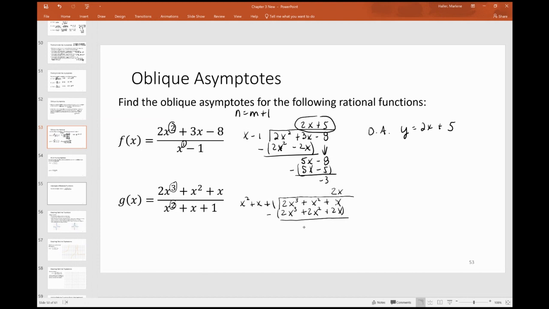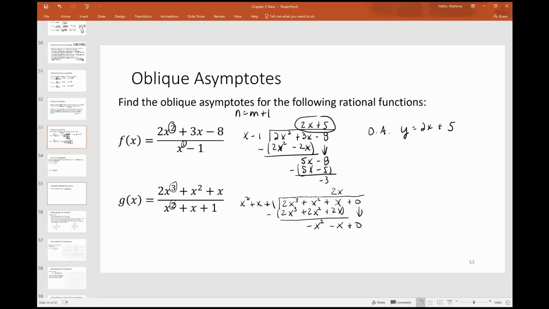X squared minus 2x squared is negative 3x. No, I'm sorry, it isn't. It's just negative x squared. I don't know why I did that. All right, and then x minus 2x is another negative x. There's no constant here, but I could say plus 0 and bring down that 0, which is kind of silly, but I could think about it that way.